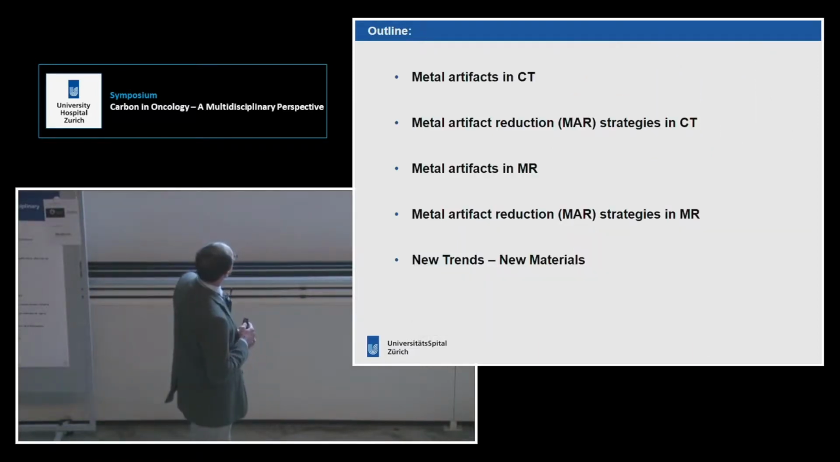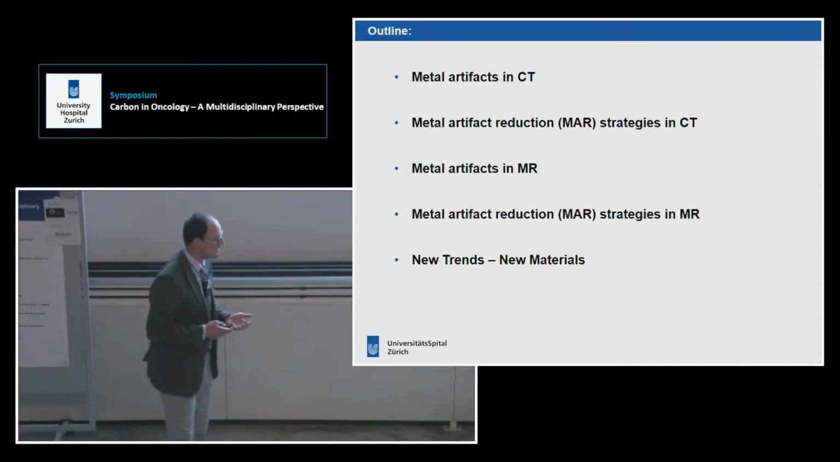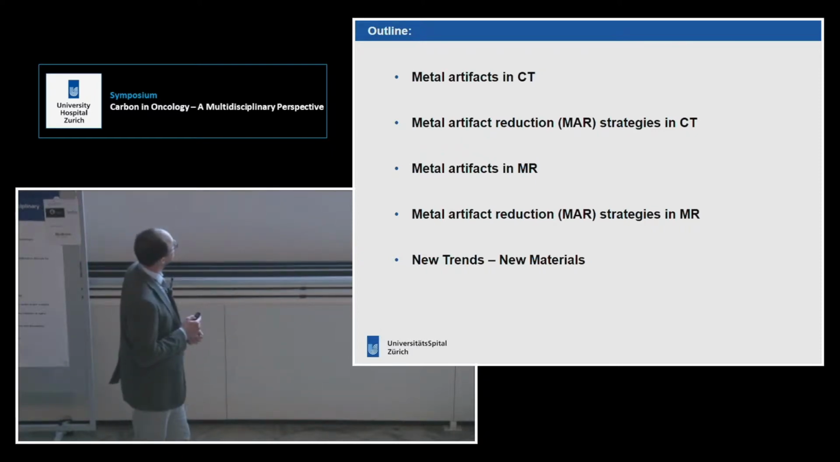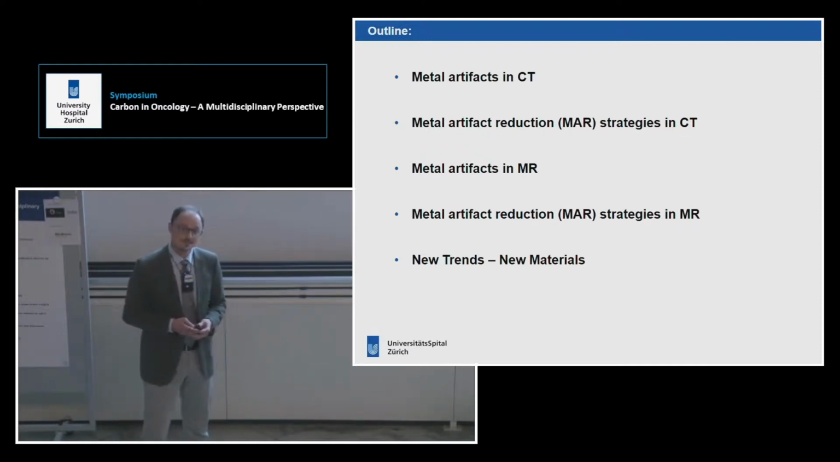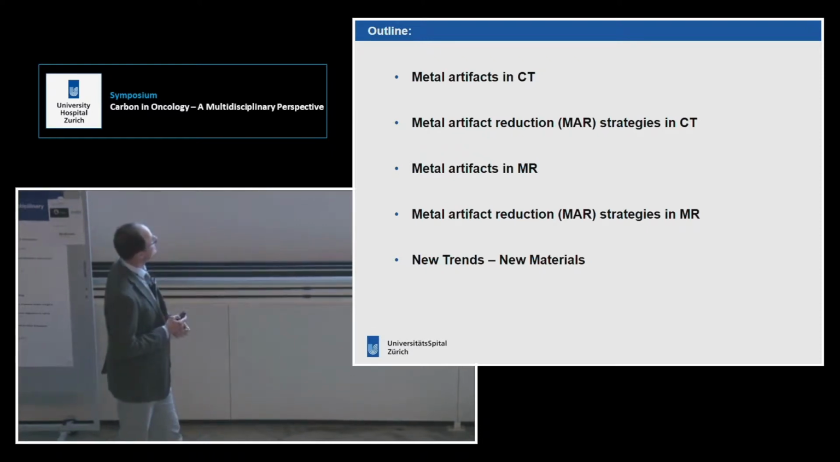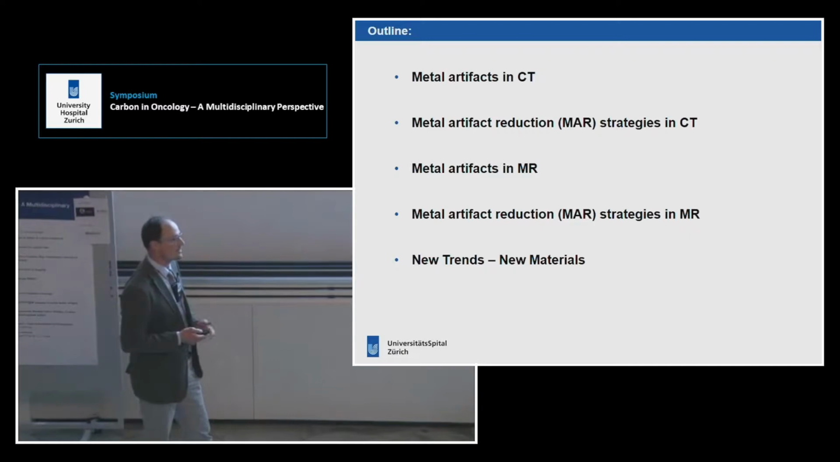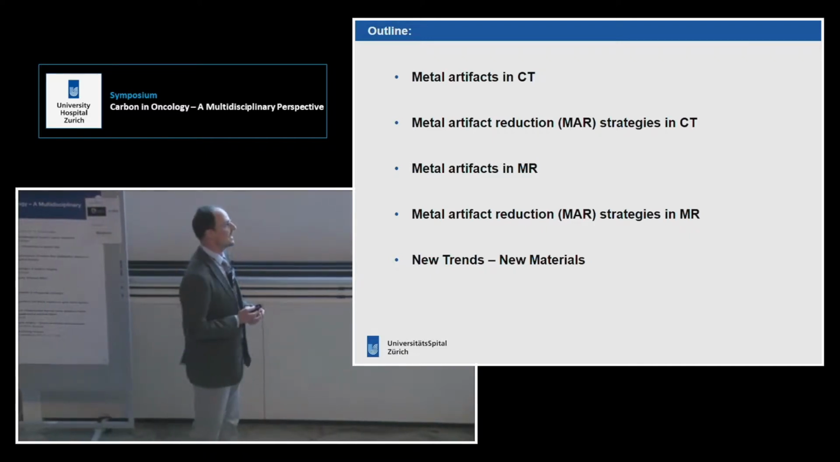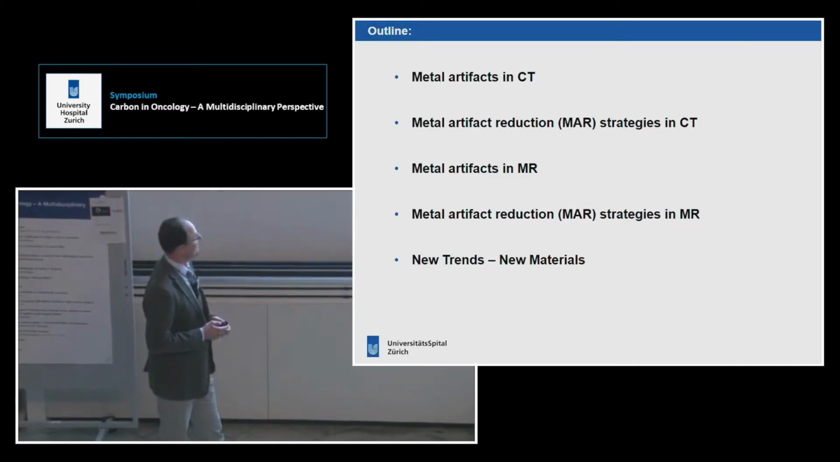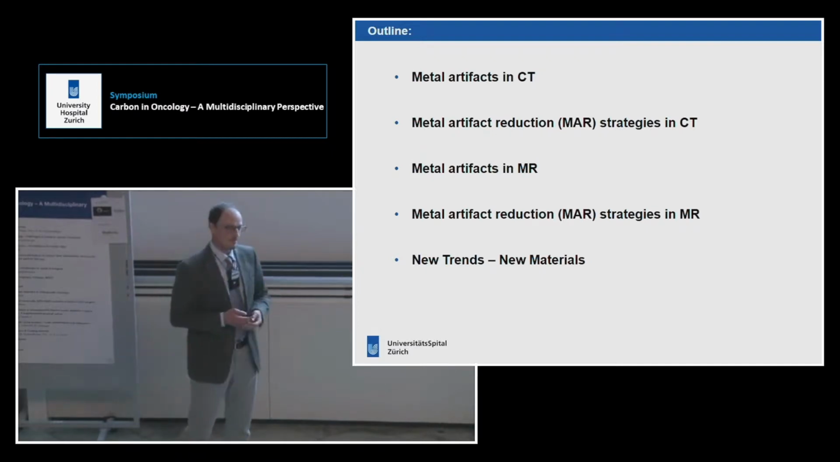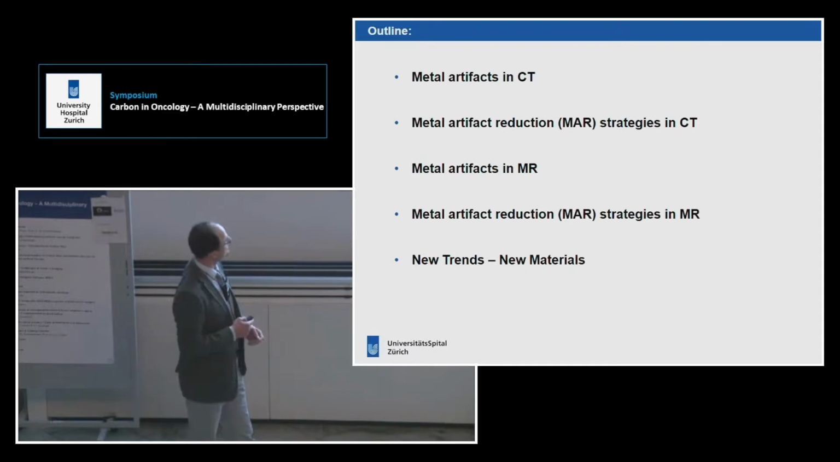So I want to talk about metal artifacts in CT, how they are generated, what can we do about them, are there any metal artifact reduction strategies in CT so far, and the same thing applies to MR, how are usually those artifacts generated, and what can we do about them, and maybe what is the way to go from now. Maybe it does not really lie in those technical issues, it's much more on new trends in the materials that we use.